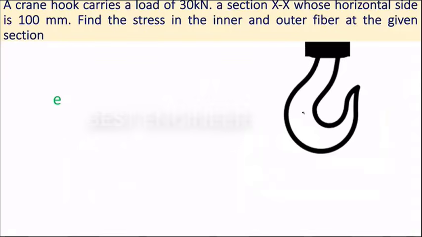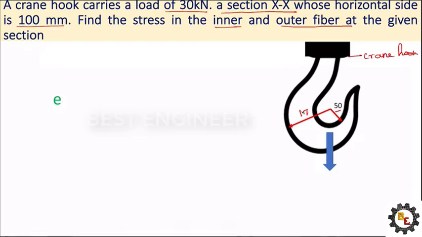Hello friends, in this video let's solve a crane hook problem based on curved beam. The problem: a crane hook carries a load of 30 kN at a section XX. Horizontal side is 100 mm. Find the stress in inner fiber and outer fiber at the given section. This one is the crane hook. Inner radius 50 mm, outer radius 170 mm.